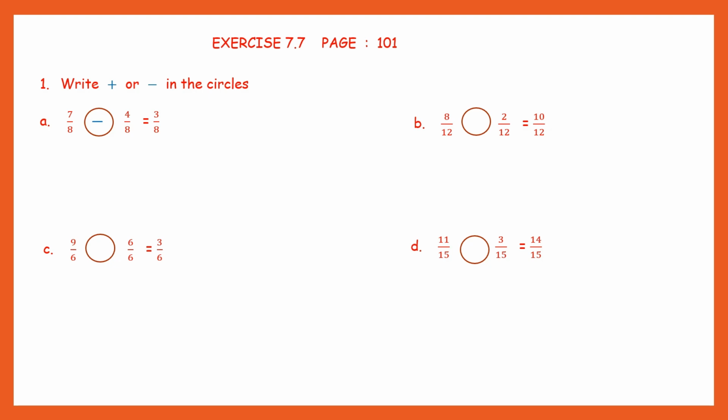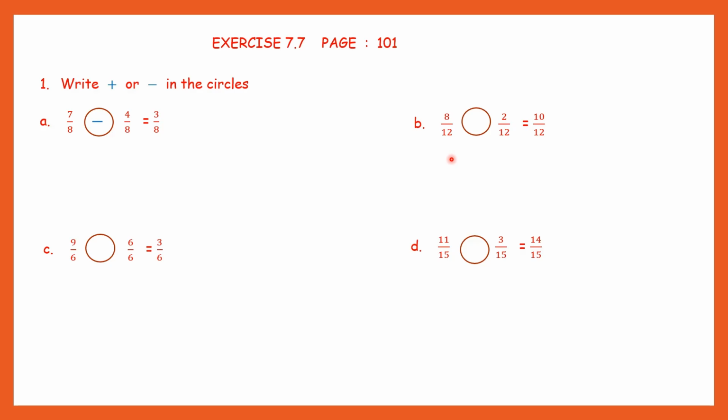And as you can see, they're all like fractions because they have the same denominator. So now let's read this once more. 7 by 8 minus 4 by 8 is 3 by 8 because we subtract only the numerators. The denominator will remain the same. Let's go to question B.